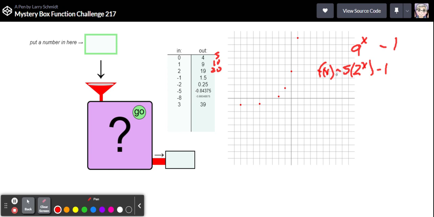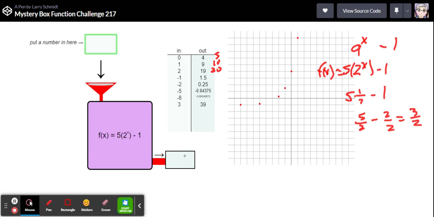So that would mean we have 5 times, well, 2 to the negative 1 is 1/2. So 5 times 1/2 minus 1. So that's 5 halves minus 2 halves would be 3 halves, or 1.5. That's what we get. So I think we've got this. I think it's 5 times 2 to the x minus 1.